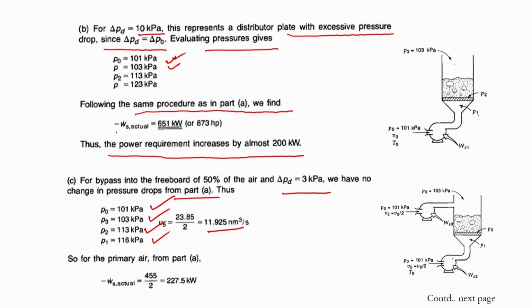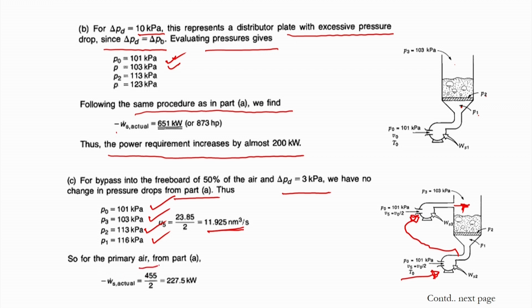Here it is very interesting that the whole amount of gas is not supplied from this compressor, whereas 50% of this gas is bypassed and passed to the freeboard region. So, what should be Vs for this compressor here? It should be of course half of the total amount of gas which is being compressed.